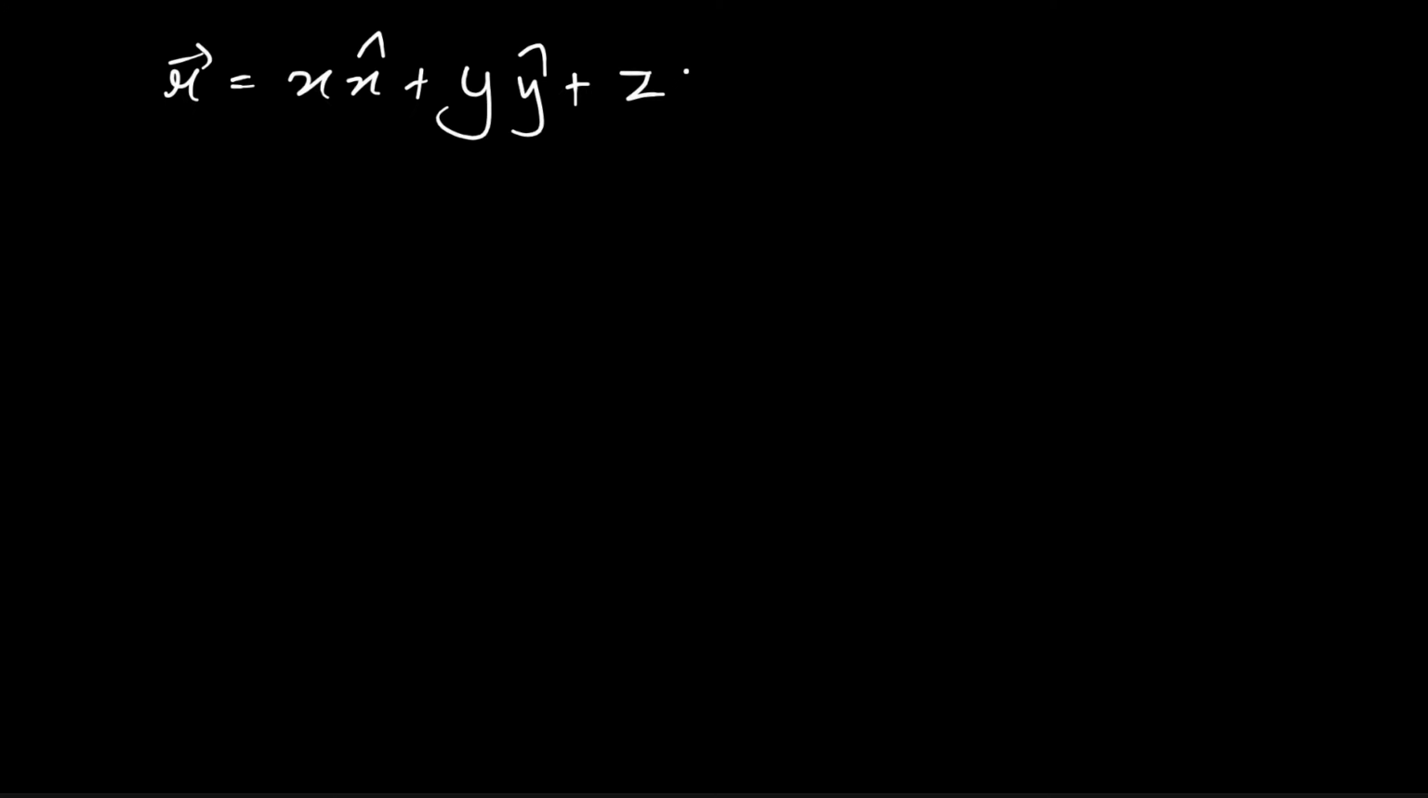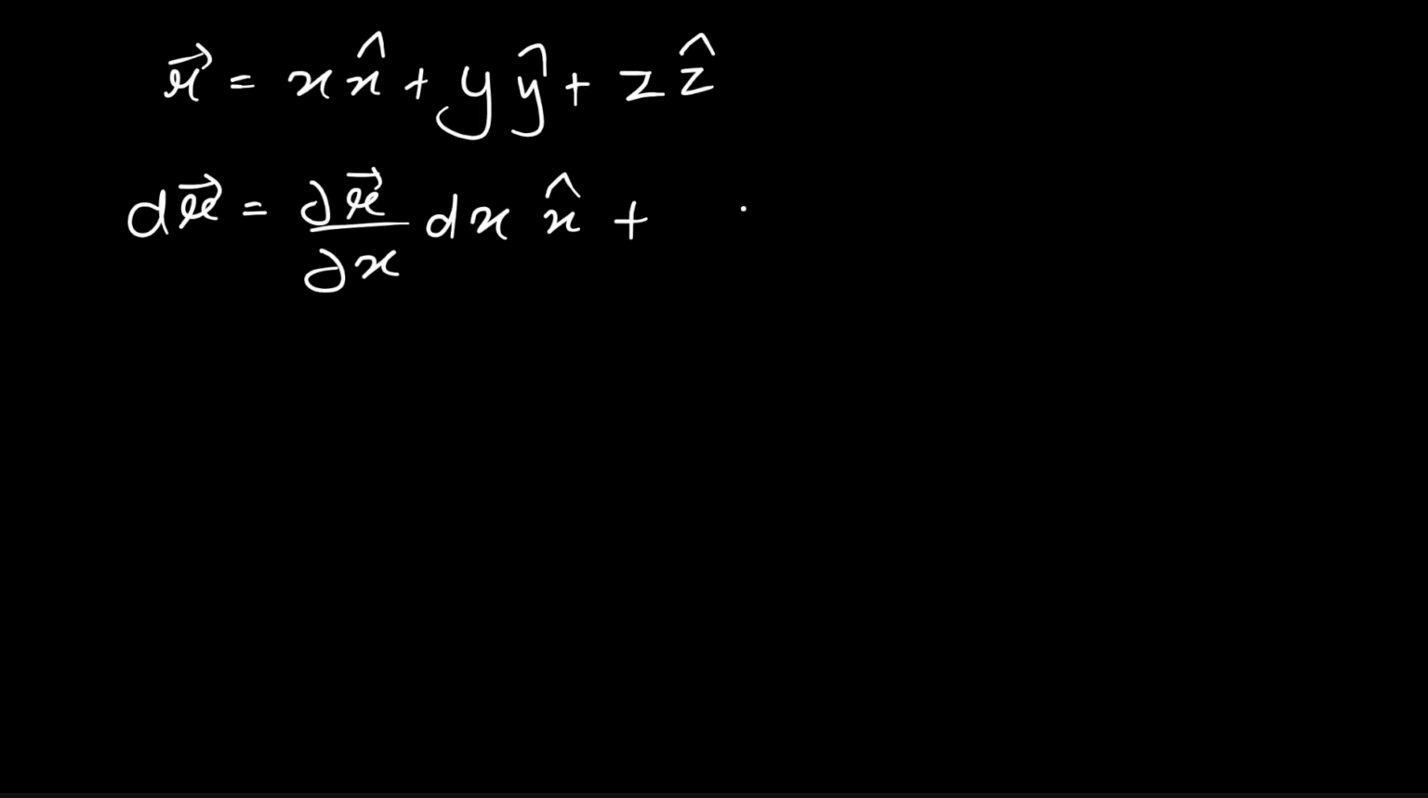Okay, this is the r vector, and let's suppose you are differentiating, complete differentiation. The thing is, you have to first take the partial derivative with respect to x, and then the complete derivative dx, and then x cap plus... okay, let me take directly first a derivative vector. I would not write the unit vectors first.